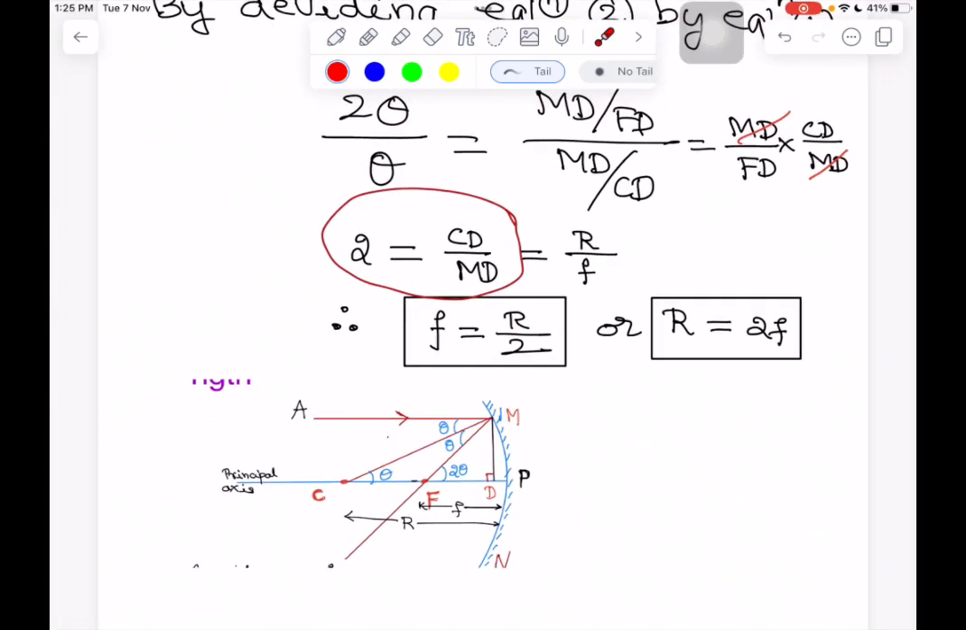This was already asked in the board exam, NCERT 12th. The CBSE 12th board exam, they have already asked this question. So you can just practice deriving the relation between the radius of curvature and the focal length by using this information.